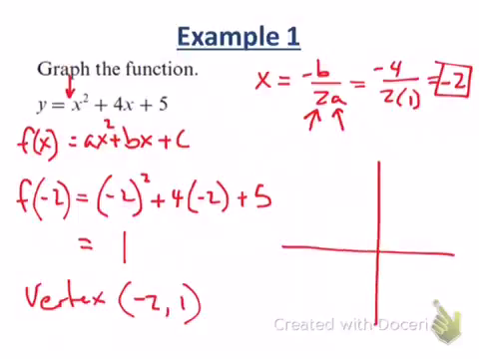Upwards. It opens up. How do we know that? Because the number in front of x squared, the A, is positive. Yeah, so x squared is positive. All right. Now, negative 2, 1 is the vertex, so I'll come over to negative 2, 1.